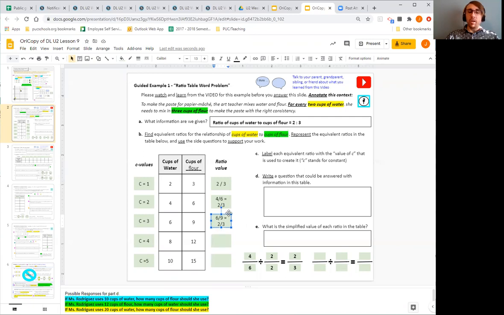So I already put a new one here. 6 to 9 is the same thing as 6/9, and that will simplify to 2/3 if I divide both of the numbers by the C value. So it shows that it's still equivalent. Now we're going to do the next one.